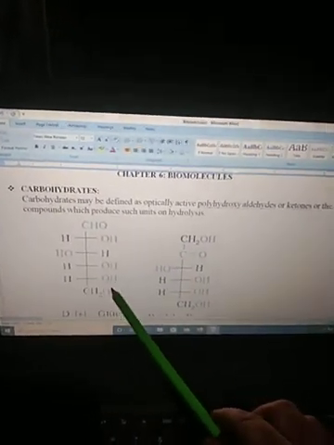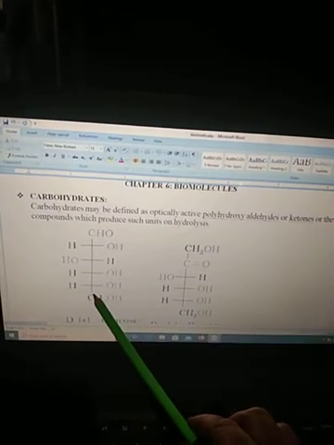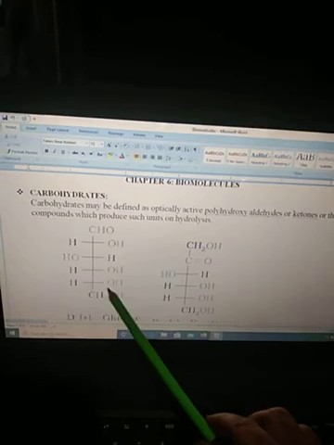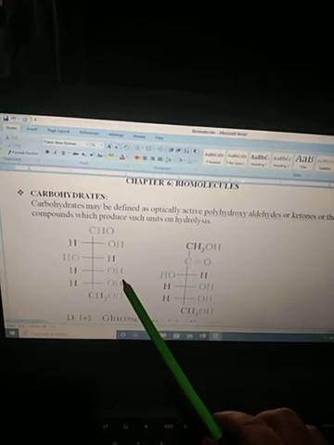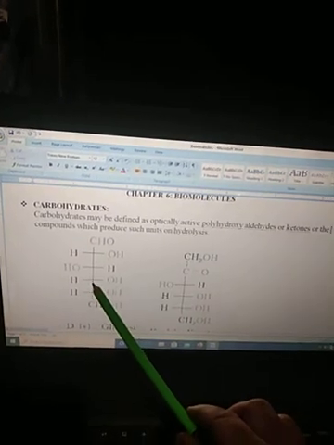Okay, this is the D form of glucose. D form means we have to see the second carbon atom from the bottom. If OH is on the right hand side, it is D form. If OH is on the left hand side, then it is L form. So this is D glucose and this is D fructose.